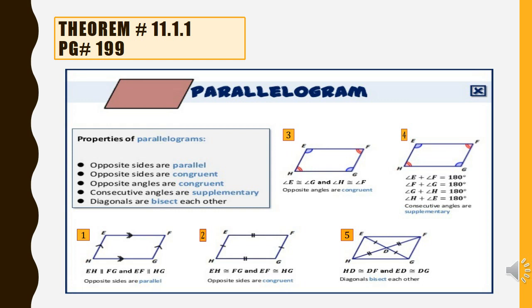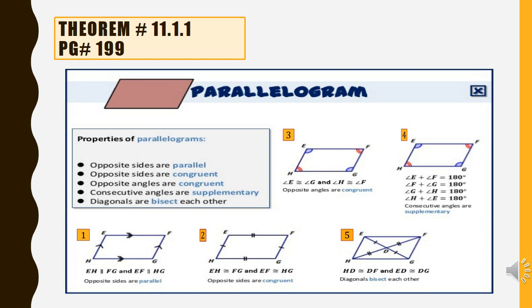Students, first we discuss the first theorem of this chapter, on page number 199. The theorem is: in a parallelogram, opposite sides are parallel. Look at the first diagram of this chapter. In parallelogram EFGH, the side EH is parallel to FG, and similarly the side EF is parallel to HG. The next property is that opposite sides are congruent. It means the measurements of the opposite sides in a parallelogram are the same.